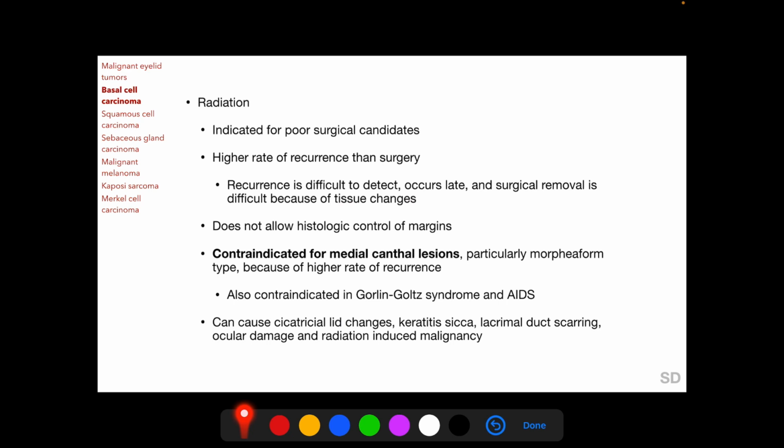Like cryotherapy, radiation therapy also does not allow histologic control of margins, and radiation therapy is contraindicated for medial canthal lesions, particularly the morphiform type, because of an even higher rate of recurrence. Radiation therapy is also contraindicated in Gorlin-Goltz syndrome and in patients with immunosuppression. And radiation in the periorbital area can cause cicatricial lid changes, keratitis sicca, lacrimal duct scarring, ocular damage, and radiation-induced malignancy.